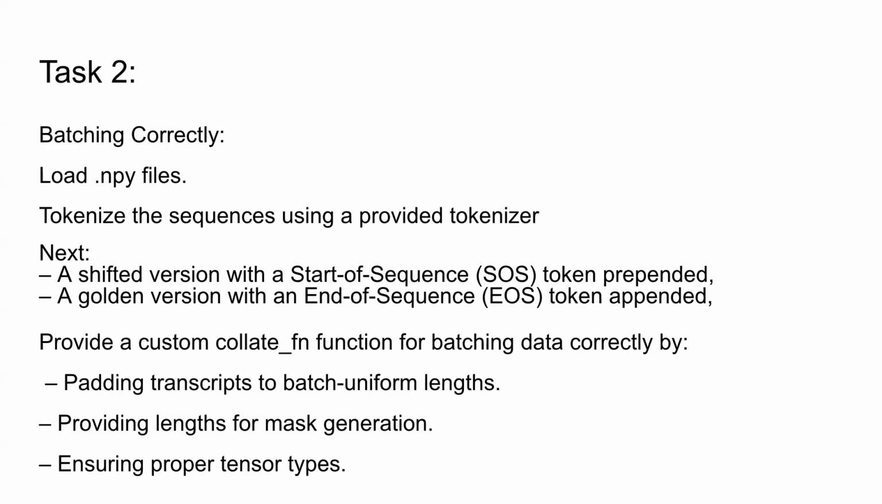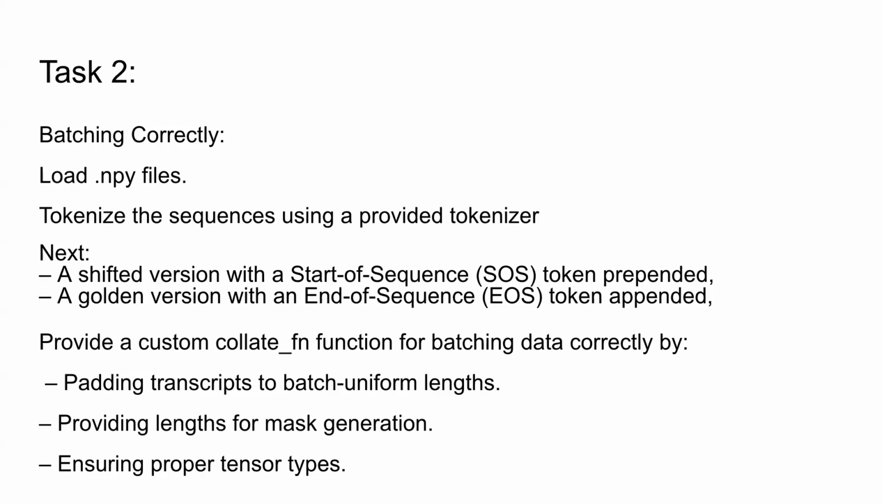And the shifted version is one which you will be passing as input to the model, and the golden version is one which will be the ground truth. For the shifted version, you need to prepend the start of sequence token, and for the golden version, you need to append the end of sequence token. And this is pretty self-explanatory.